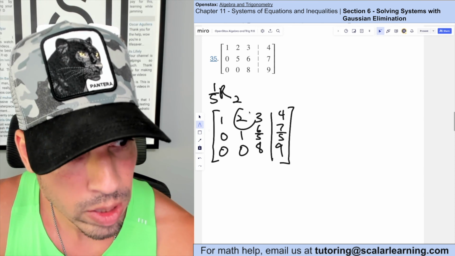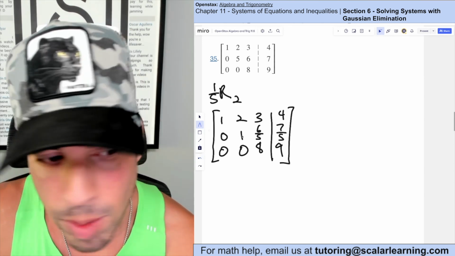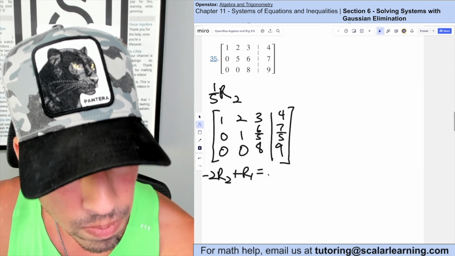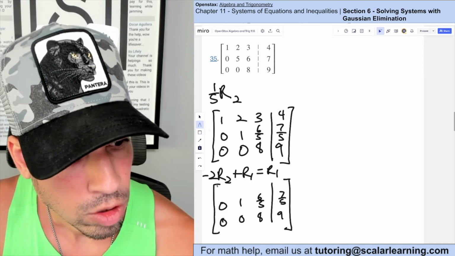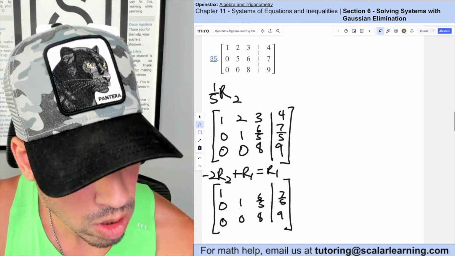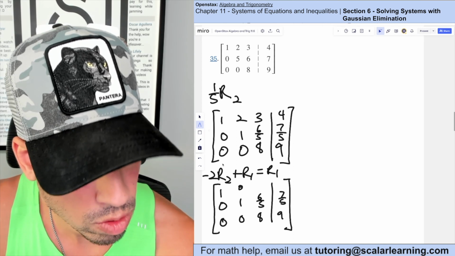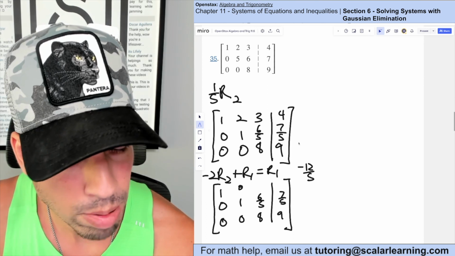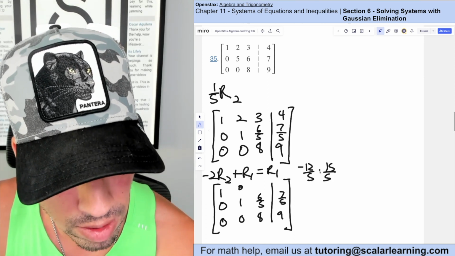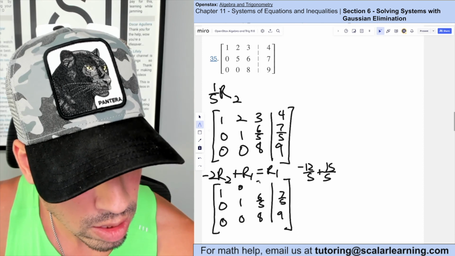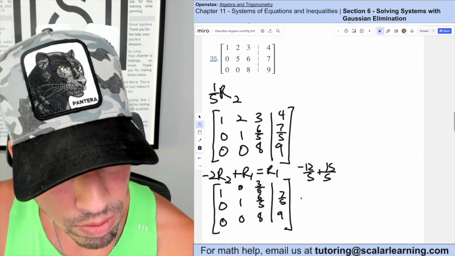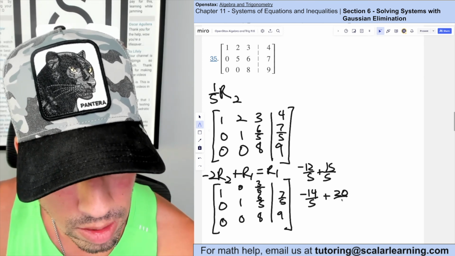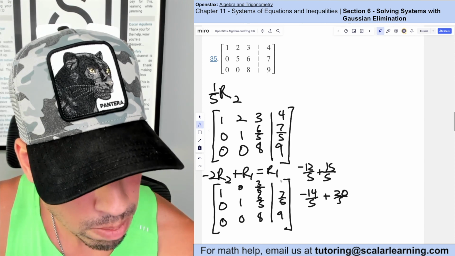Great. Okay, now we can zero this one out. This 0 is already good to go. So I'm going to multiply row 2 by -2, and then I'm going to add it to row 1 to get a new row 1. Let's write that out. So we got -2 times 0 plus 1 is 1. -2 times 1 plus 2 is 0. -2 times 6/5, that's -12/5. And then plus 3, which could be written as 15/5, right? So we add those together and we get 3/5. And then -2 times 7/5 is -14/5 plus 4, which is the same as 20/5, right? And then so that would be +6/5.